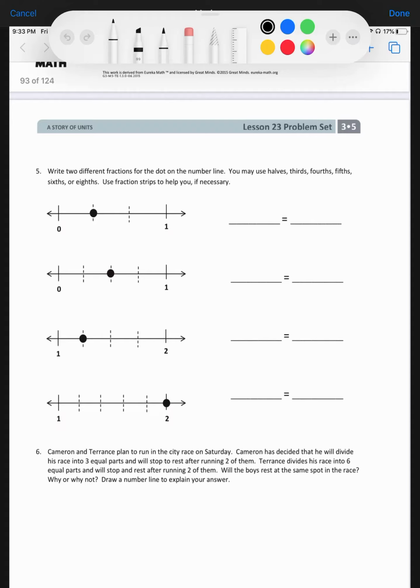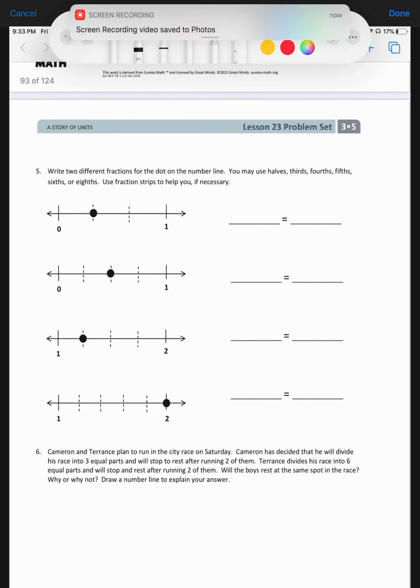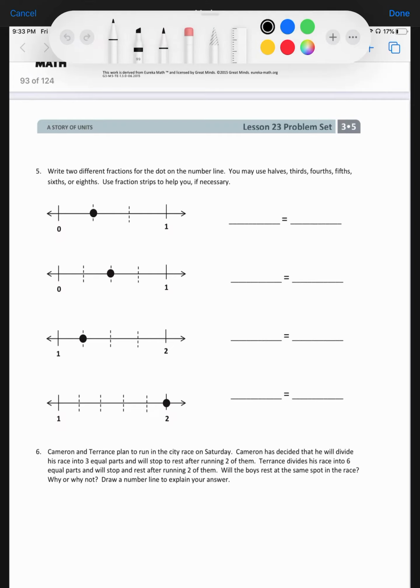Hello, everyone. Today we are going to be continuing to work on equivalent fractions. Our objective is to generate simple equivalent fractions by using visual fraction models and the number line. So we're just going to be creating equivalent fractions today. Remember, the word equivalent means equal.